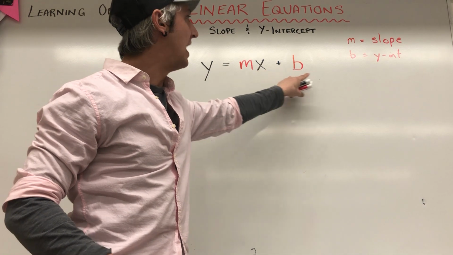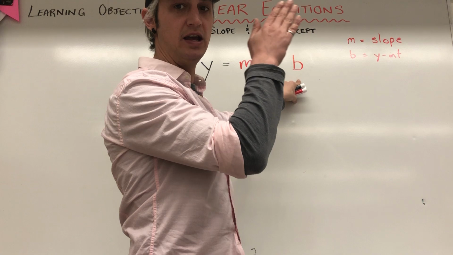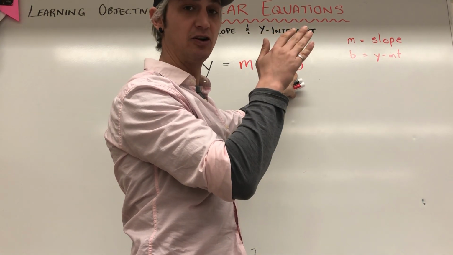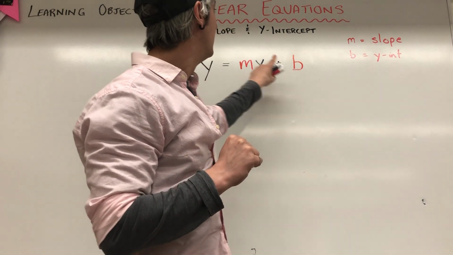So B is our y-intercept. B is where our line crosses the y-axis. B can be 0, and if B is 0, it means it crosses the y-axis at the origin, at 0, 0.